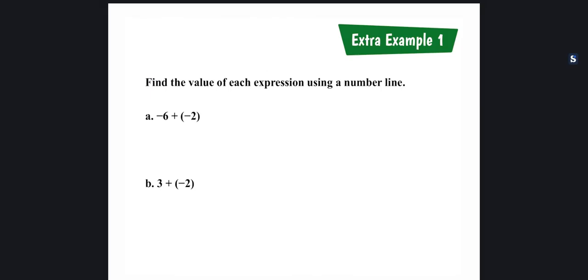Extra example 1. You'll try this problem by yourself. Find the value of each expression using a number line. A, -6 plus -2. B, 3 plus -2. Hit pause and attempt this example. Check your answer by resuming the video to see if you got the correct answer. The answer to problem A is -8. The answer to problem B is 1.